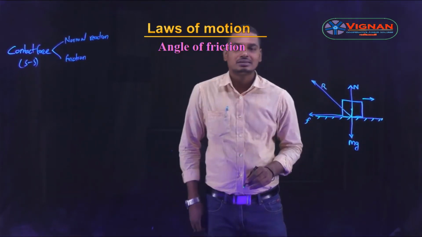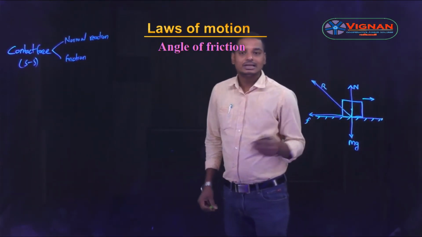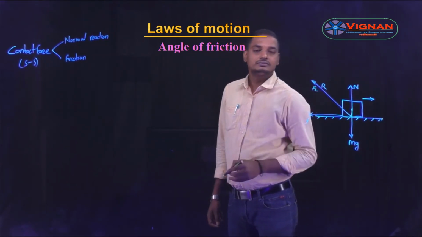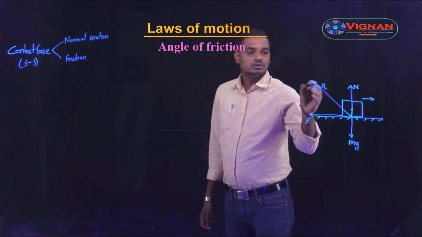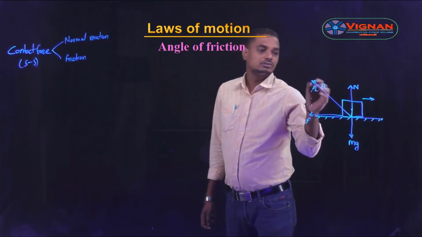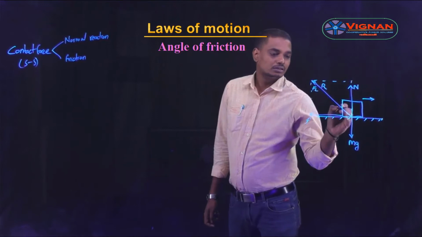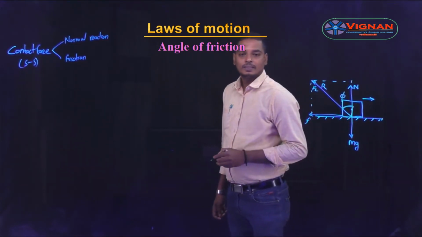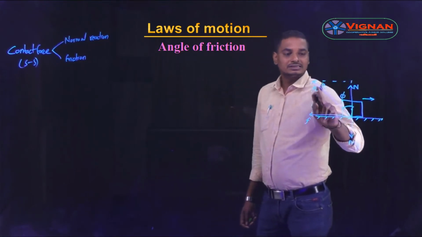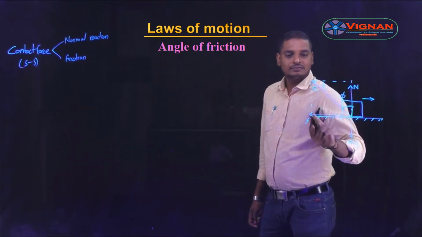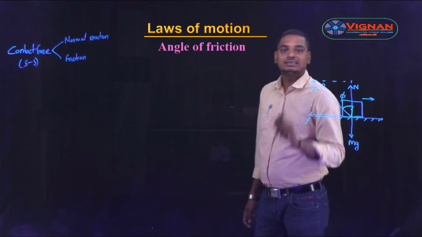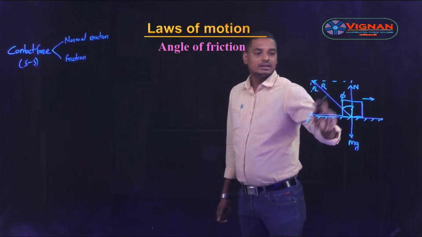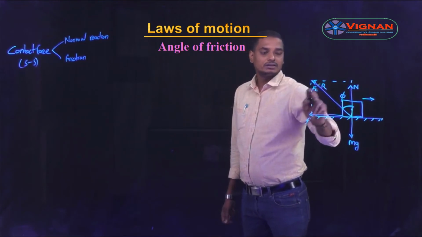R is the resultant or the net contact force Fc. Consider this angle as phi. The angle made by the resultant of normal reaction and frictional force with the normal reaction is nothing but the angle of friction. From this we can write the equation of the resultant force.